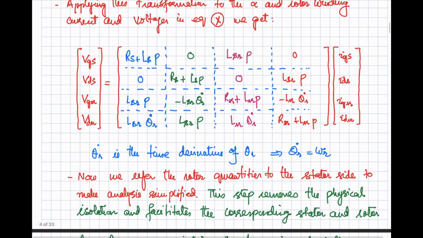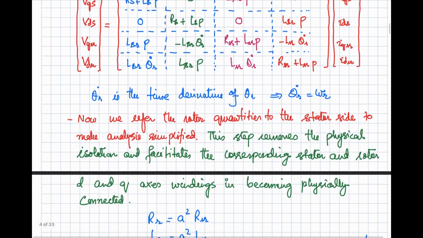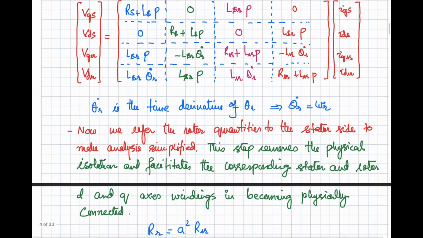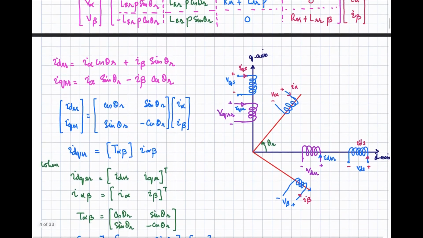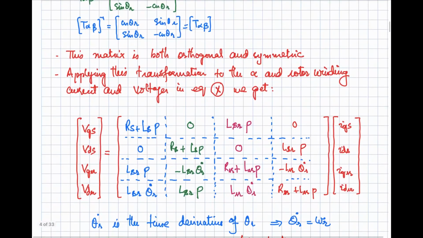Now we refer the rotor quantities to the stator side to make the analysis simplified. This step removes the physical isolation and facilitates the corresponding stator and rotor D and Q axis windings becoming physically connected. Okay, so what this basically means is we have developed the transformation matrix. We are representing the rotating rotor along the D axis and the Q axis. Those are fixed at the stator, and we have represented the induced voltages of the Q axis and D axis, and the Q axis and D axis rotor, with the help of this matrix.